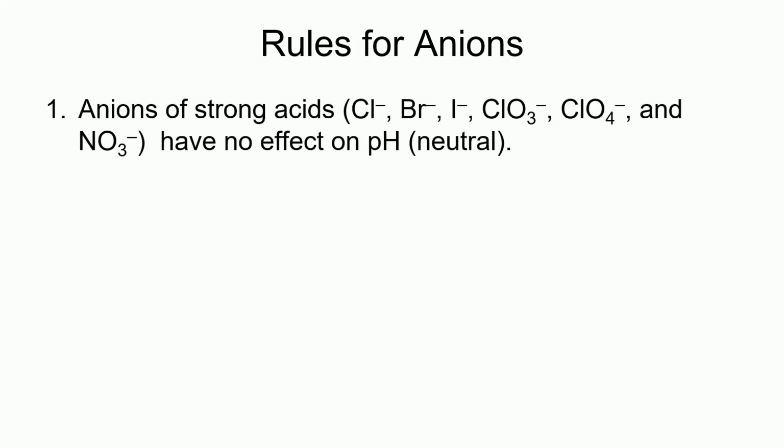So we'll start with anions. Anions that are the conjugate bases of strong acids will have no effect on the pH. This is going to include things like chloride, bromide, iodide, chlorate, perchlorate, and nitrate. You'll notice that I don't have the conjugate base of sulfuric acid on there because it turns out it is still acidic, and I'll show you how that fits into the rules here in just a moment.